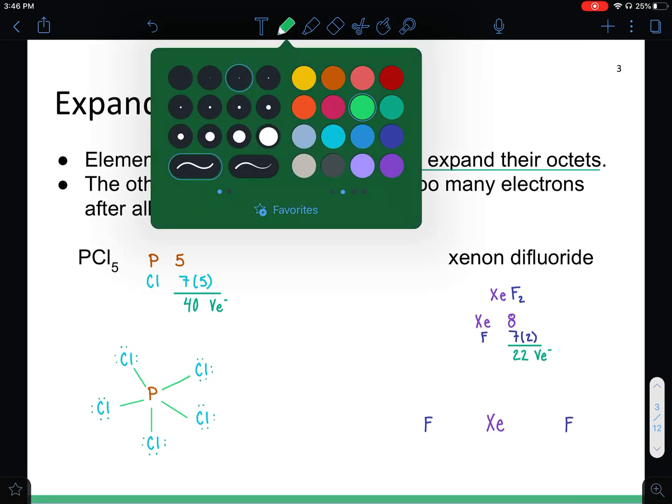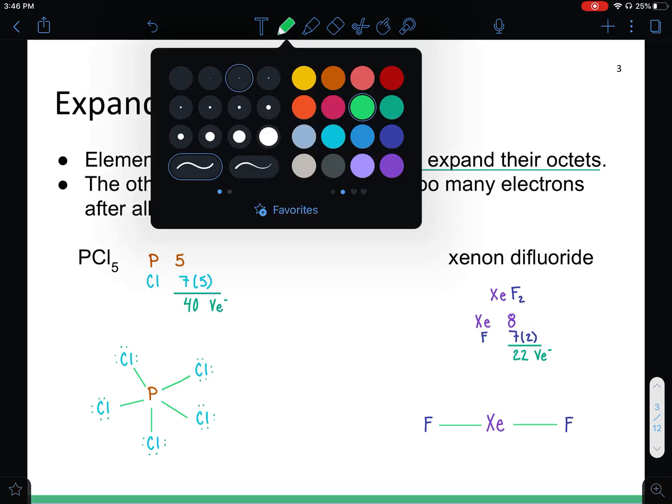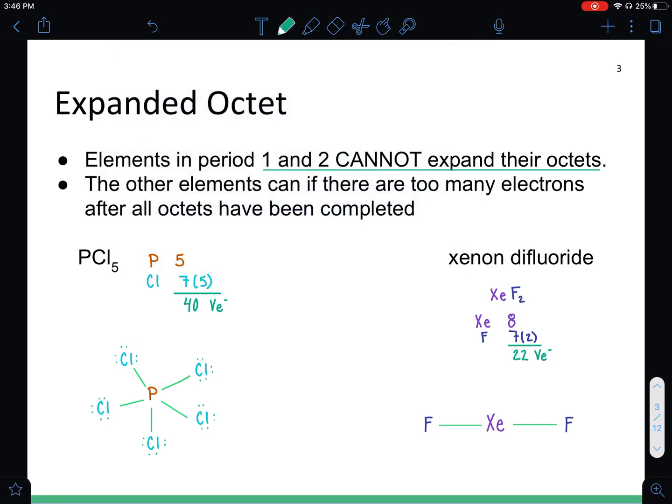All right, let's look at xenon difluoride. First, connect the central atom to the atoms on the outside with a bond, and that bond accounts for 2 electrons each, so we've used 4 total electrons. Now we'll distribute the electrons to fluorine. 5, 6, 7, 8, 9, 10, 11, 12, 13, 14, 15, 16. So I've used 16 of my 22 valence electrons. I have 6 more that I need to place, and I will not be able to place them on fluorine.